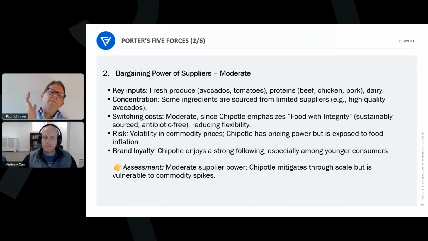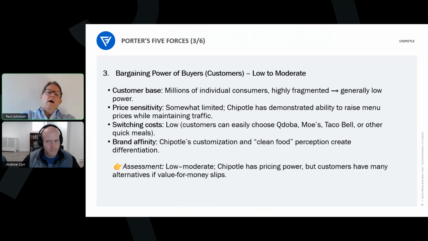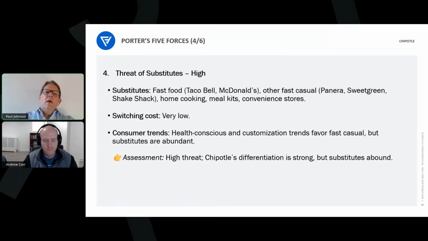Bargaining power of suppliers, moderate. It's really that inflation component. All right, you would read through this and make some good notes. Bargaining power of buyers, I'd say non-existent, but you do have a little bit of competition for sure. Threat of substitutes, high, right? Food is food is food.